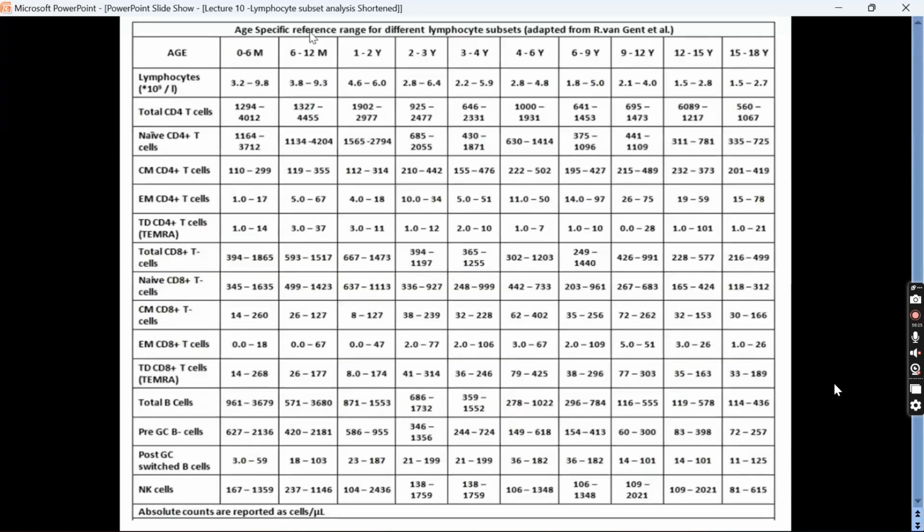And as I said, you need to have the normal reference ranges when you are reporting these results. Whatever counts you are getting, you need to check with the age-matched reference range for that particular subset and then say whether it is increased, decreased or normal. Okay, so you can't report lymphocyte subset analysis without reference ranges.